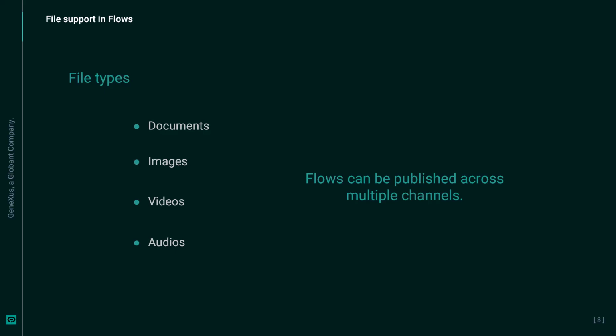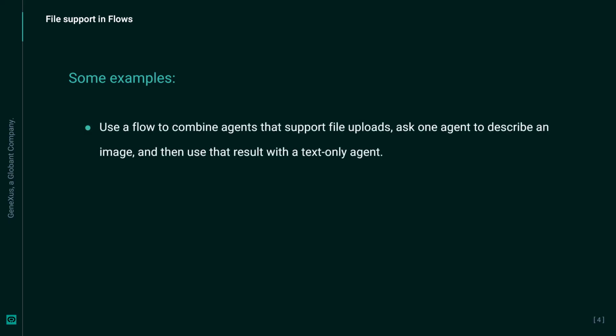For example, an end user might use a flow to combine agents that support file uploads. Ask one agent to describe an image, and then use that result with an agent that only handles text. Another example would be allowing the user to send audio from WhatsApp to an agent.